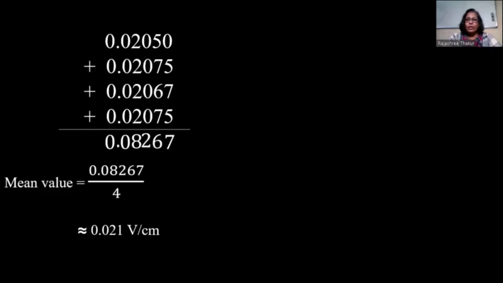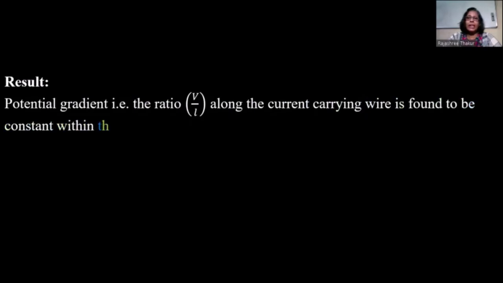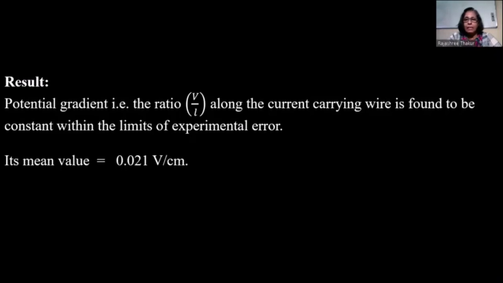Okay. So the result is potential gradient, that is the ratio V by L along the current carrying wire, is found to be constant within the limits of experimental error. And its mean value is equal to 0.021 volts per centimeter. All right. Let us see the precautions which we have to take while performing this activity.